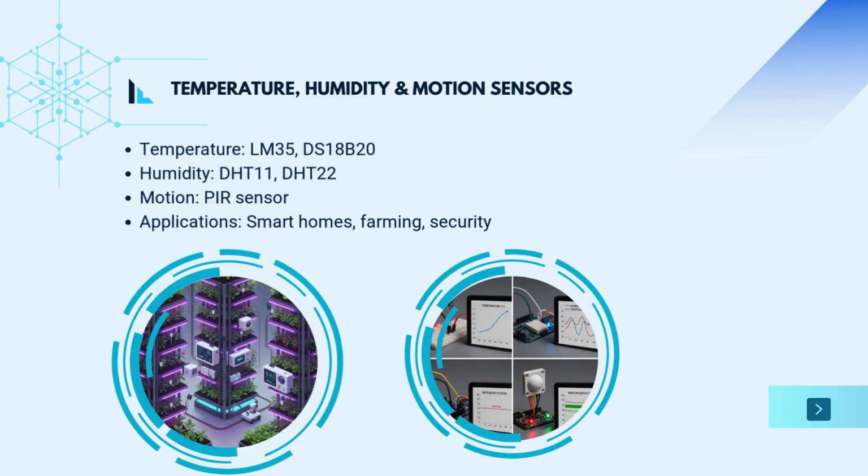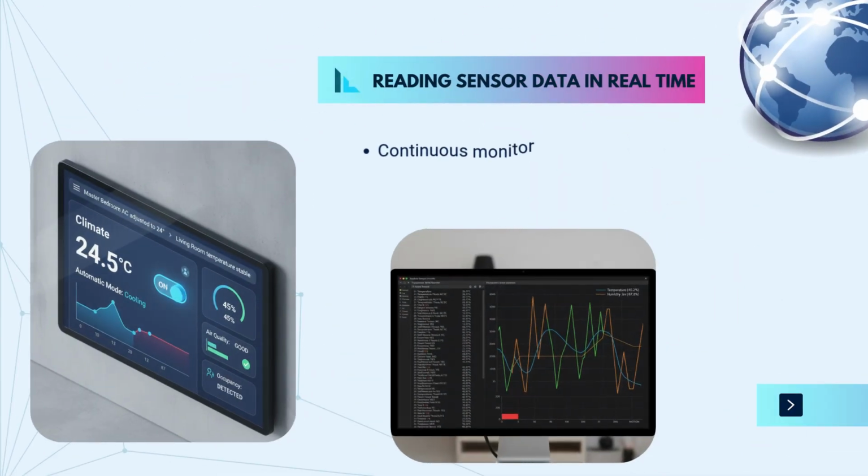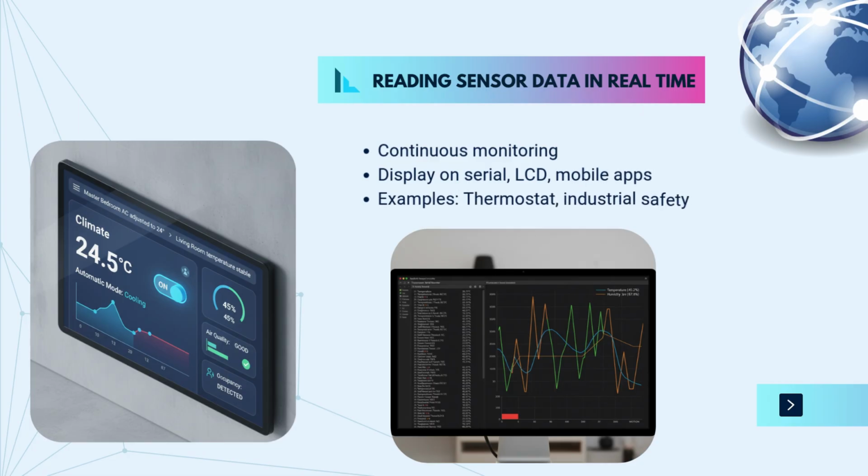systems detecting intruders. Reading sensor data in real time is critical for embedded applications. Using microcontrollers, we can continuously pull sensor values and display them on serial monitors, LCDs, or even send them to a mobile app via Wi-Fi or Bluetooth. For example, a smart home thermostat doesn't just measure temperature once a day, it monitors it constantly, adjusting in real time. Similarly, an industrial machine monitors vibration and heat in real time to predict failures before they occur. Real-time data acquisition ensures systems respond instantly, creating safety, efficiency, and intelligence.